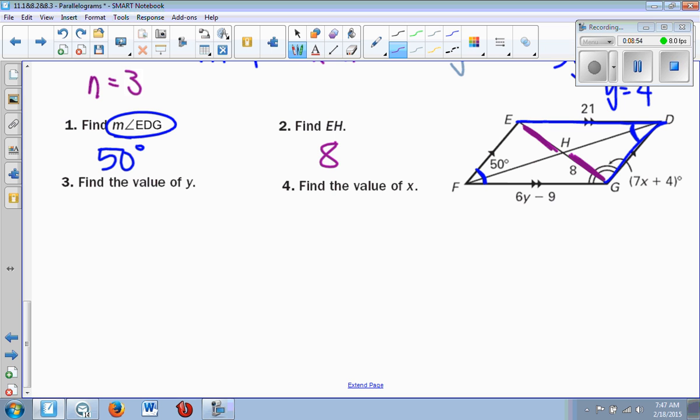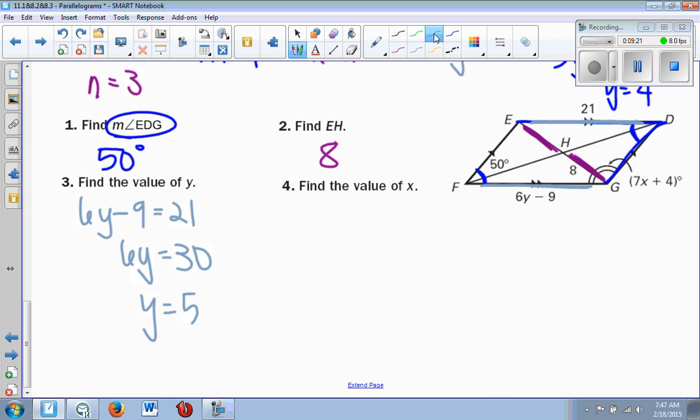If I want to find the value of y, y is part of a side length, so its opposite side must be the exact same. So 6y minus 9 must equal 21 because opposite sides in a parallelogram are congruent. Adding 9 gives me 6y equals 30. And dividing by 6 gives me y equals 5.